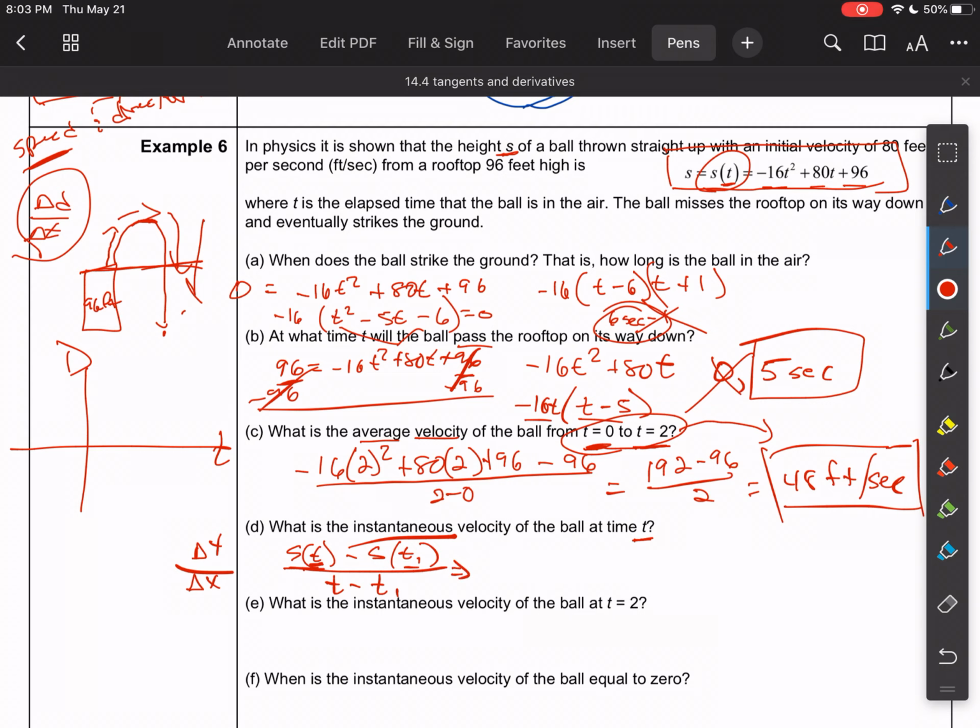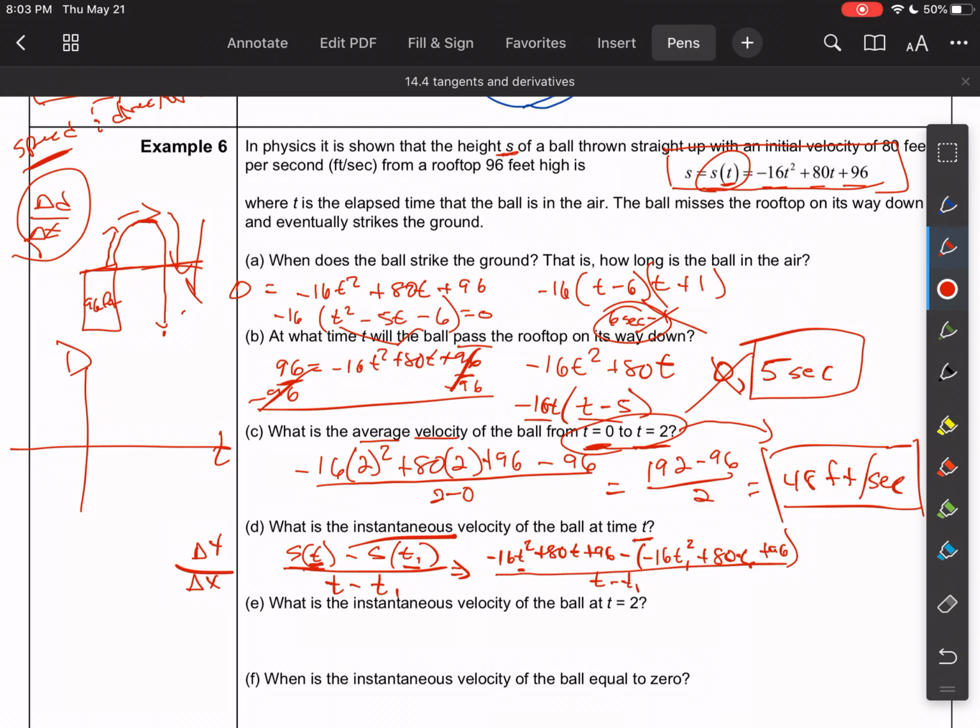I'm going to plug in s of t. So negative 16t squared plus 80t plus 96, right? And then I'm going to subtract s of t1. So I'm going to plug a t1 in for t. Okay, so I'm going to subtract negative 16t1, which I have to consider different than t, right? t1 squared plus 80t1 plus 96. Okay, all over t minus t1.